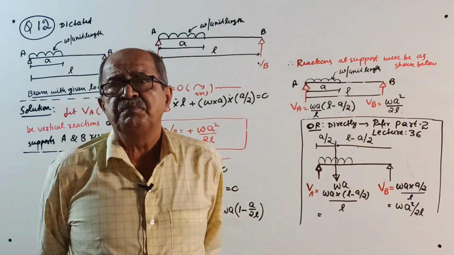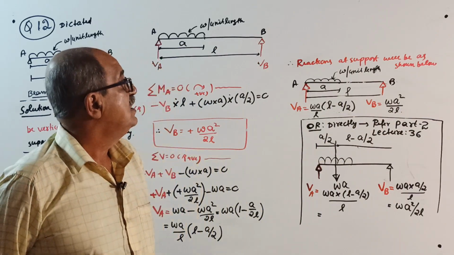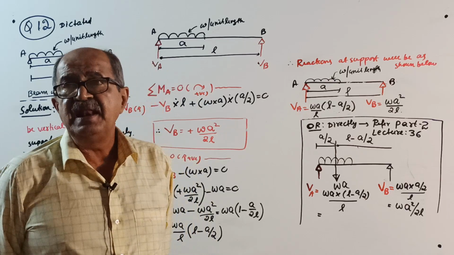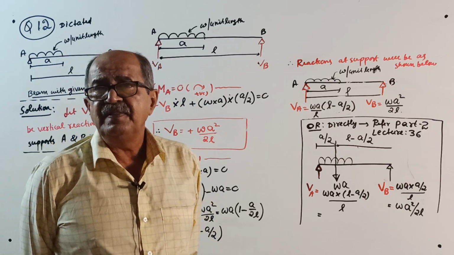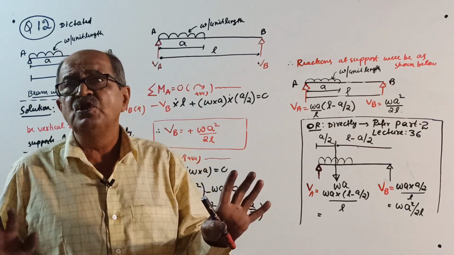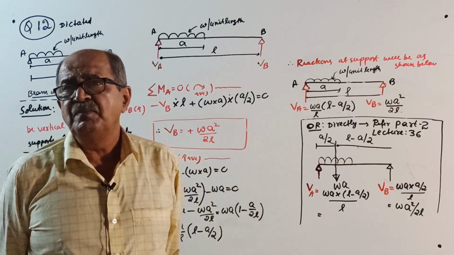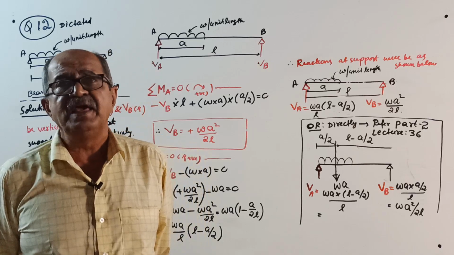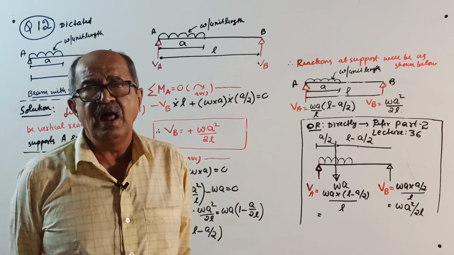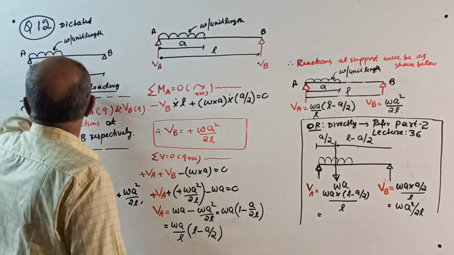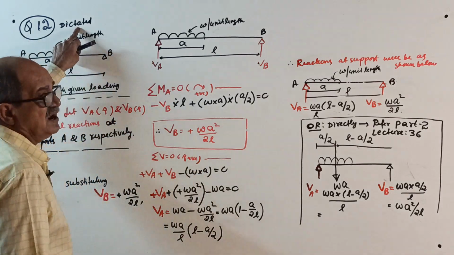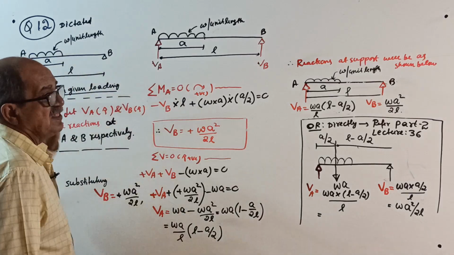Now we will start partial UDL. See, question numbers 10 and 11 are for full span UDL. One of them was bookwork in terms of W and L, the other was numerical, already over. Now, question number 12. Every question is dictated. I'll dictate the question.